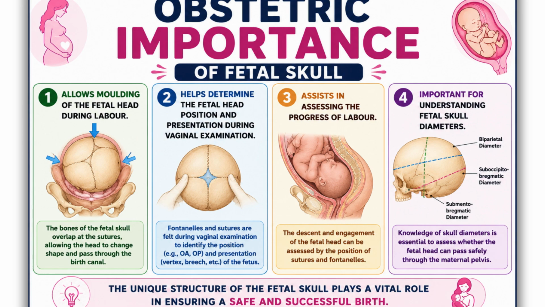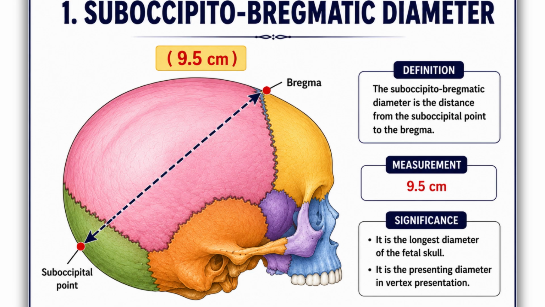Now let's discuss each diameter one by one. 1. Suboccipitobregmatic diameter. The suboccipitobregmatic diameter measures 9.5 centimeters. It extends from the suboccipital region, just below the occipital protuberance, to the center of the anterior fontanelle, also called the bregma. This diameter is seen in a well-flexed vertex presentation. It is the smallest antero-posterior diameter and is the most favorable for a normal vaginal delivery.